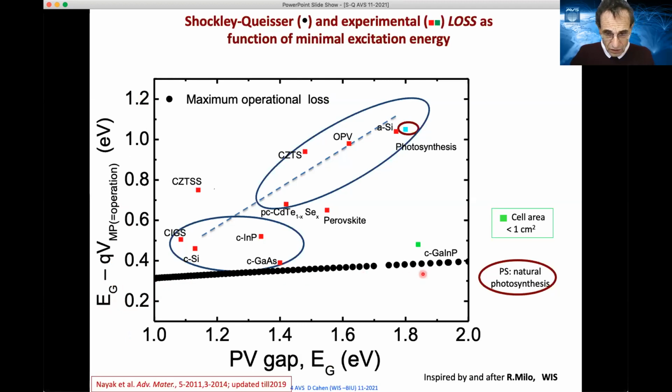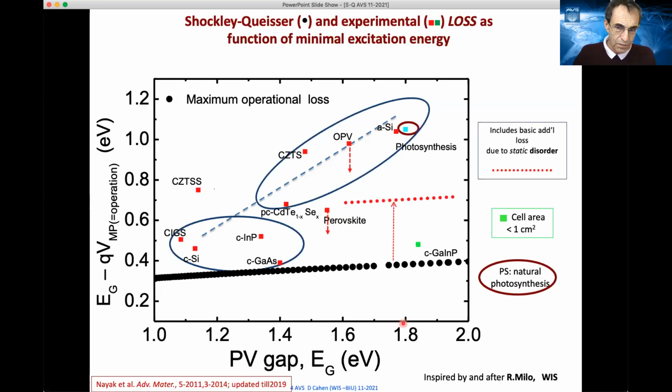This is the curve that you saw before that can be calculated from the losses, the losses that we know occur. And here you see that gallium arsenide and gallium indium phosphide are very close to that theoretical limit at maximum power. There are some that get very far off, like photosynthesis, amorphous silicon, or organic PV. At least in 2019, that was the case. And then there are the halide perovskites, which have been doing not badly. And nowadays, these have improved a lot.